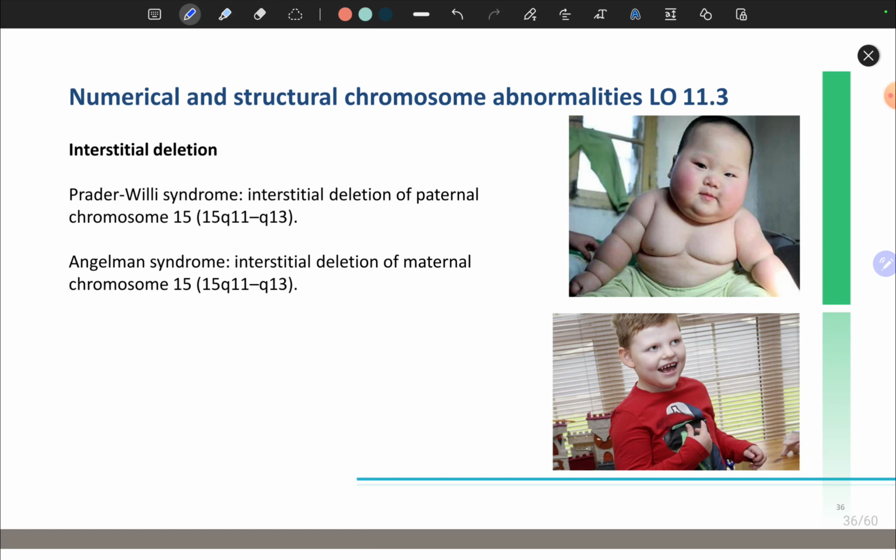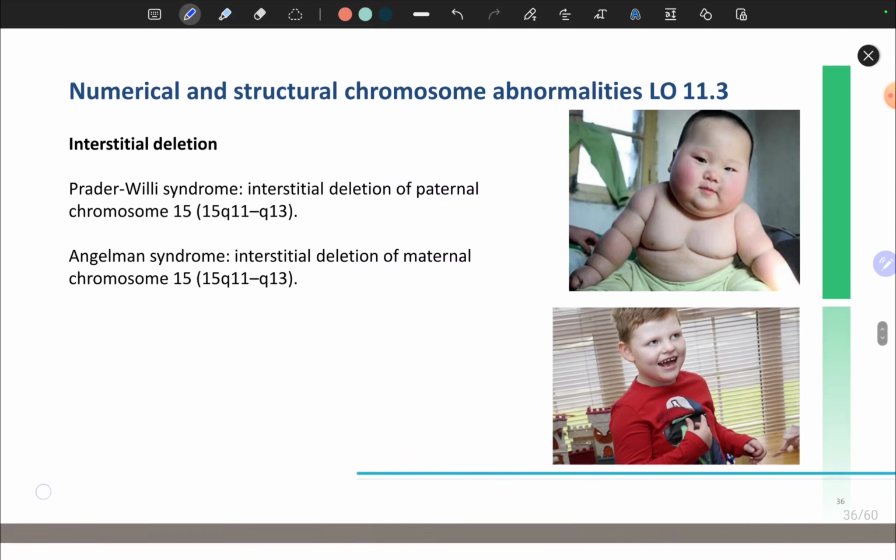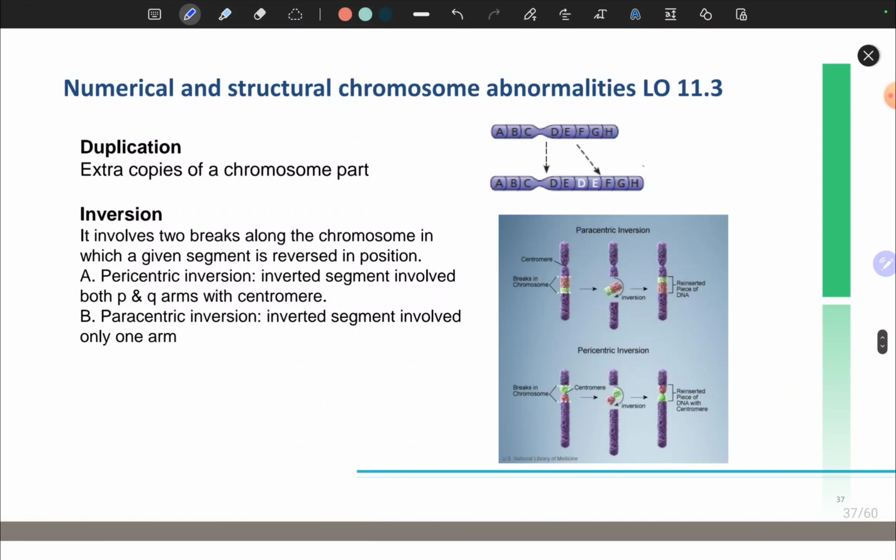So the duplication, you see it here, in this upper picture. In the lower picture, here we have the DE duplicated. So a segment of the DNA or a segment of the chromosome will be duplicated. This is called duplication. And in these pictures, here we have inversion.